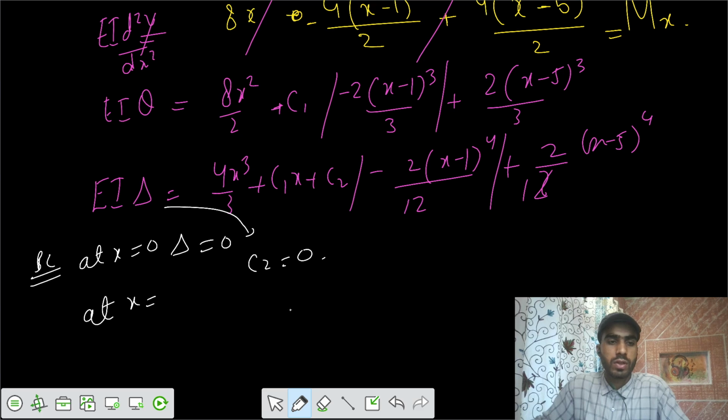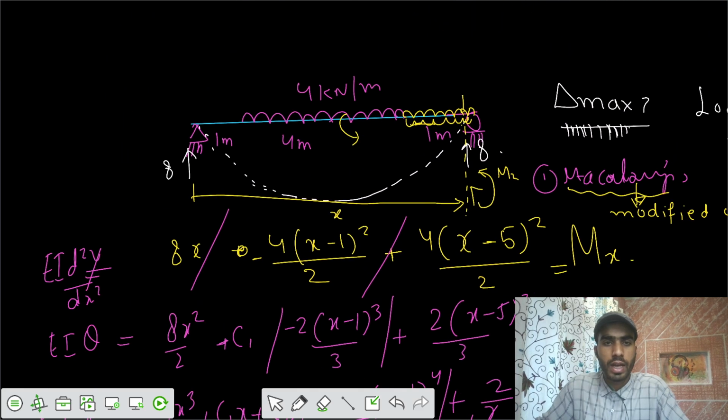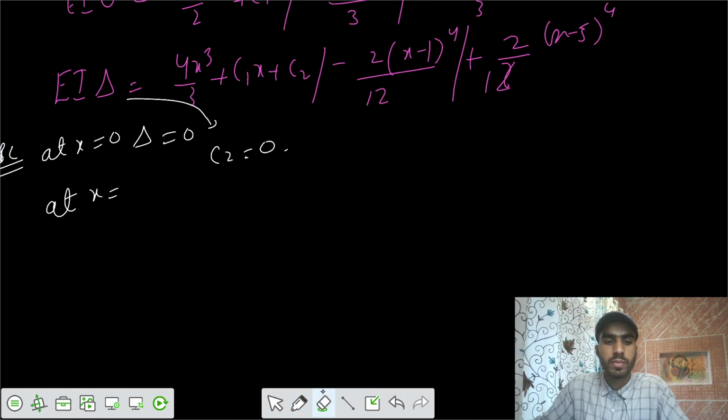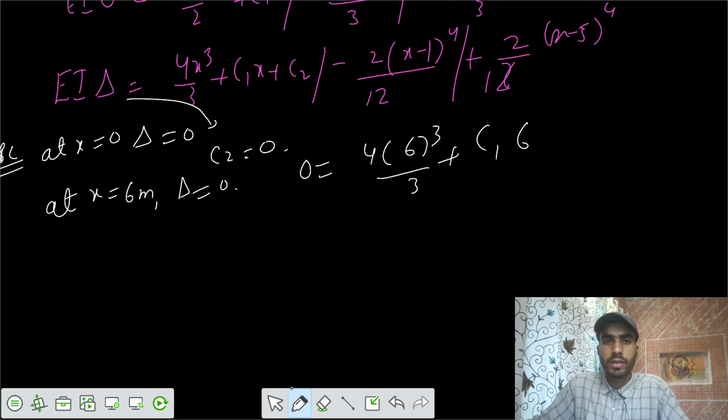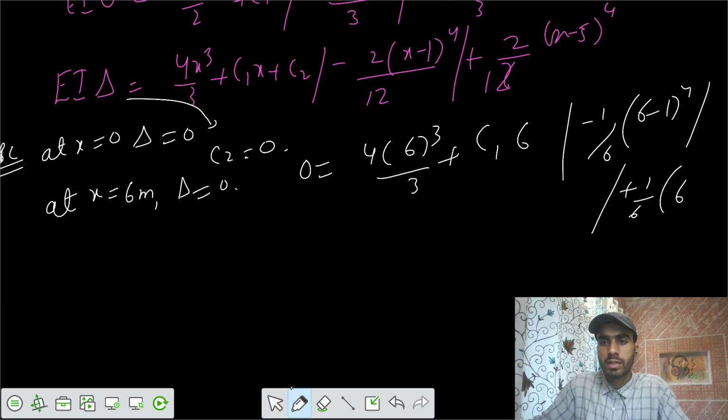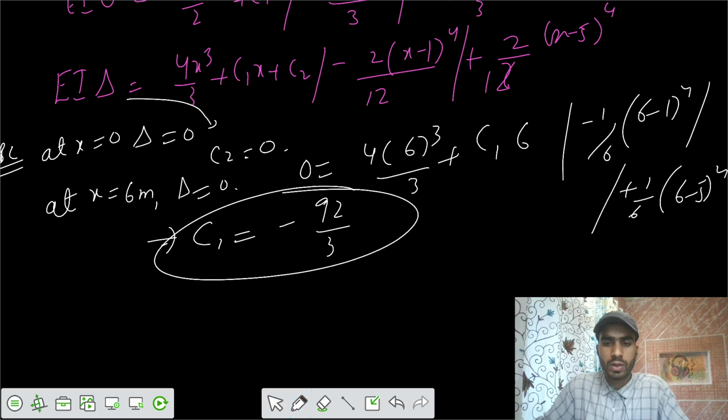Similarly, at x equals L, the total length of this beam, which is 1 plus 4 plus 1, that's 6 meter. So if I write x equals 6 meter, delta is 0. So we can write 0 equals 4 times 6 cubed by 3 plus C1 into 6 minus 1 by 6 of (6 minus 1) to the power 4 plus 1 by 6 of (6 minus 5) to the power 4. So you get the value of C1, that's minus 92 by 3. So you got the values of C2 and C1.